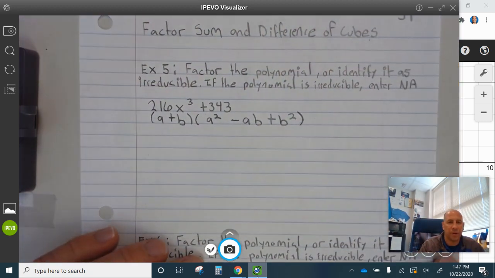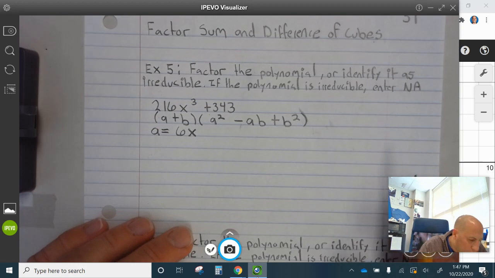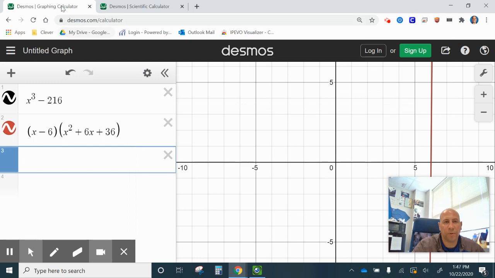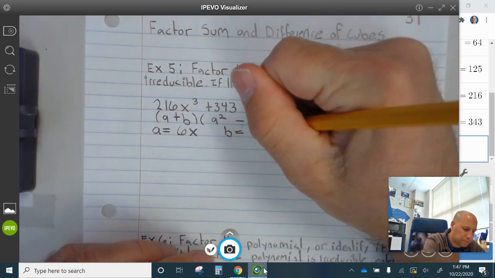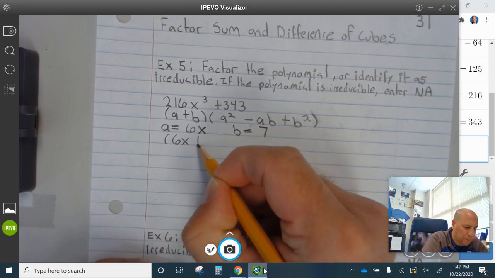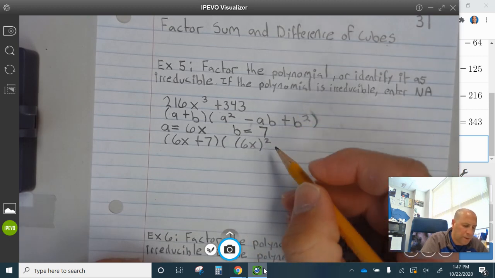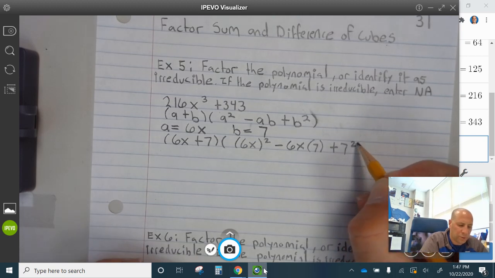So we need to find A and B. Well, we already know A because 6x cubed is 6x cubed. Now we need to find B, 343. So let's go to Desmos. So let's try 7. 7 cubed is 343. So then we know B is 7. Okay, so now we plug these into here. So that's 6x plus 7 times 6x squared minus 6x times 7 plus 7 squared.